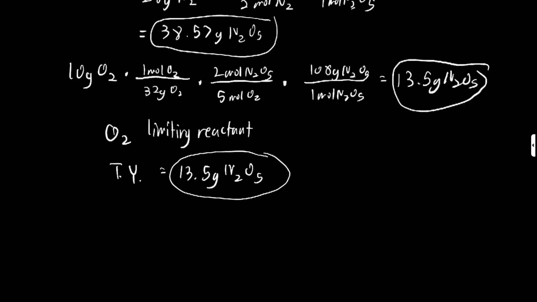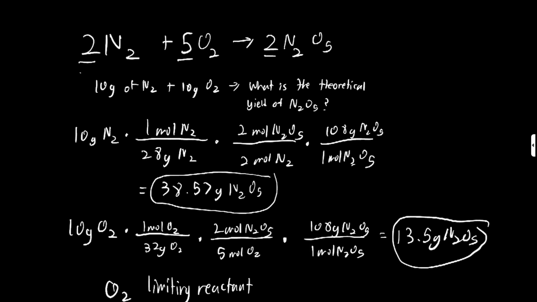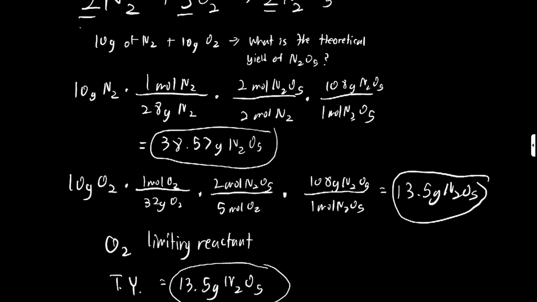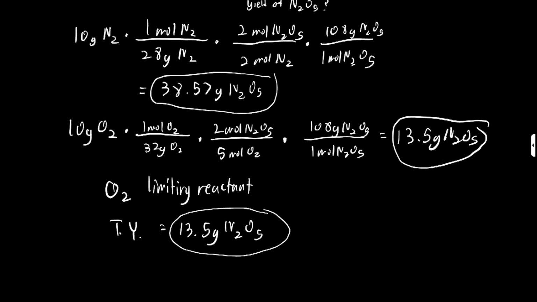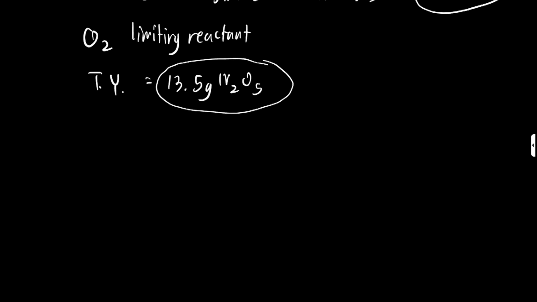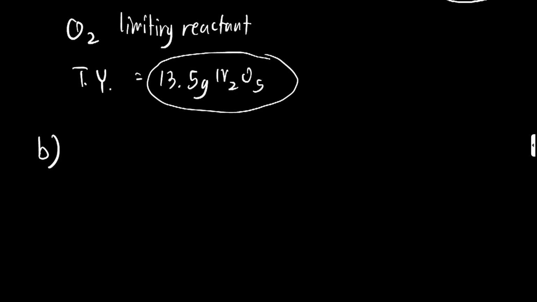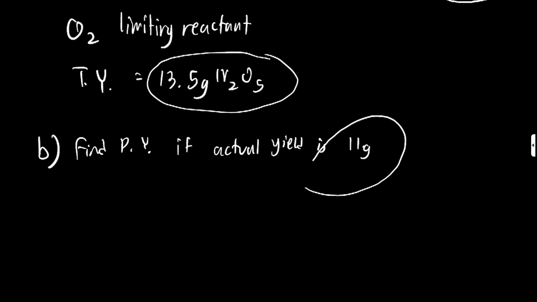Now, let's say that on the test, you did all these parts correctly. You used dimensional analysis and you found the limiting reactant. Most likely, on the test, part B might ask you, find the percent yield if the actual yield is 11 grams. So let's say you did a lab and you actually got 11 grams of N2O5.